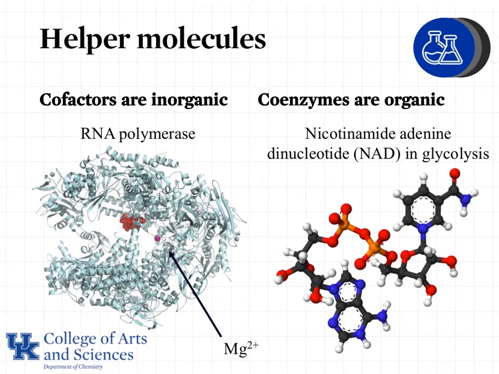Sometimes enzymes can't work alone, and they need what's known as a helper molecule. And there are two types of helper molecules. There are cofactors and coenzymes, and their jobs are essentially the same. They do something or interact in some way with the enzyme and the substrate to make the reaction happen. The difference is that cofactors are primarily an inorganic species, whereas coenzymes are organic species.